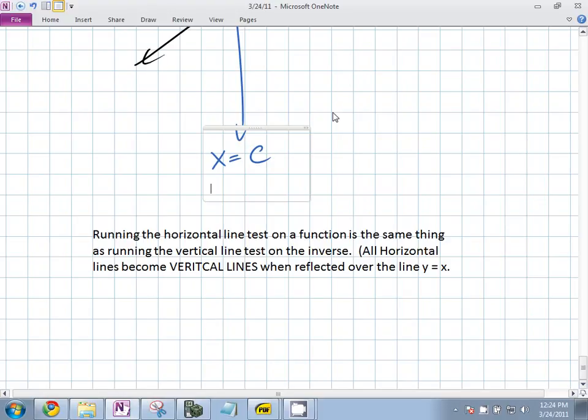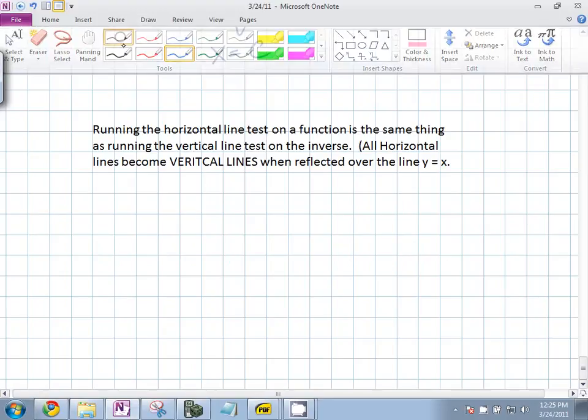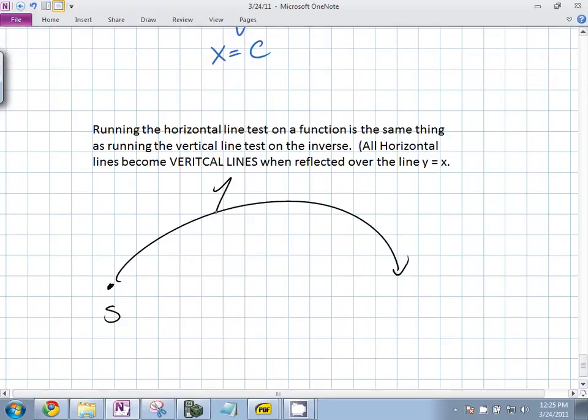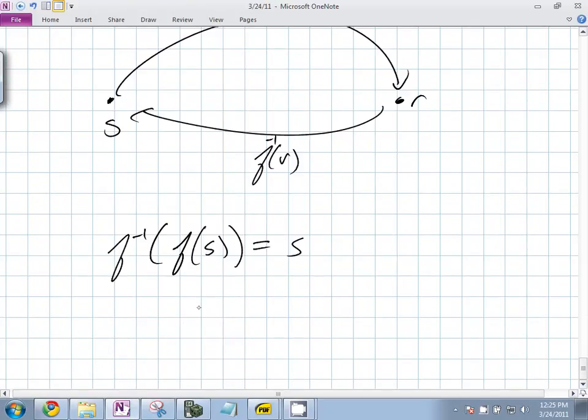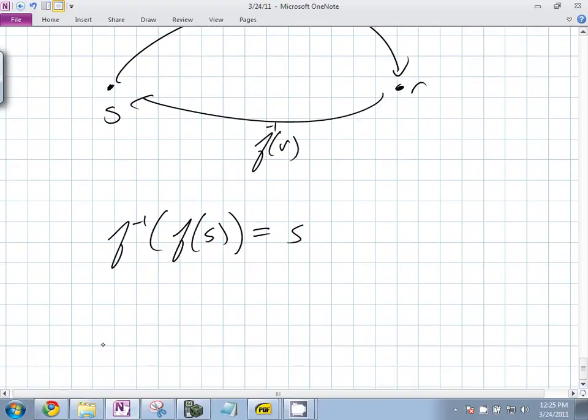A little cyclical there. What we now know is this. If you started with a value of s, f of s is going to be r. F inverse of r is going to be s. So what happens if I did this? What happens if I did f inverse of f of s? What's that equal? What about f of, well, let's leave it like that for now, let's just keep this one limited scope.